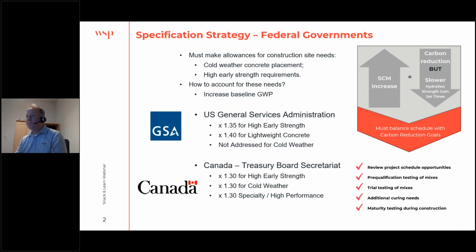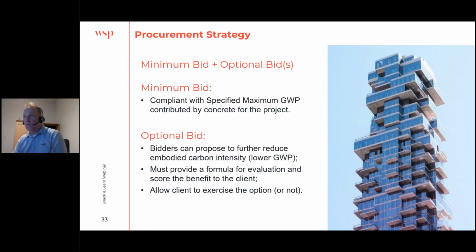So anyways, future procurement strategies: really make sure that the minimum bid options are compliant with the specified maximum GWP contributed by the concrete for the project. And if it's of interest, bidders may be able to propose even further reductions if they're capable, and then provide a formula for evaluation and score for the client. The client can decide if the additional carbon reduction of their concrete is worth the extra money that it might cost. Sometimes it might cost a little bit more, other times it won't. Can allow them to exercise that option or not.